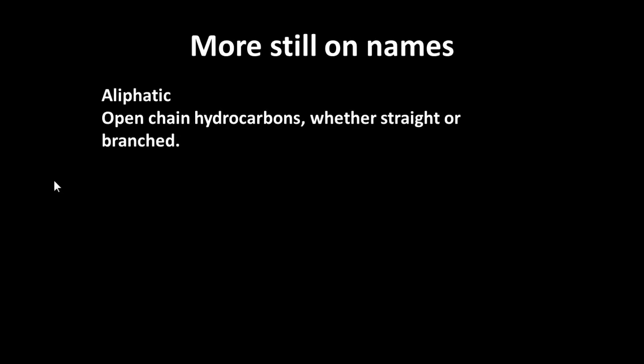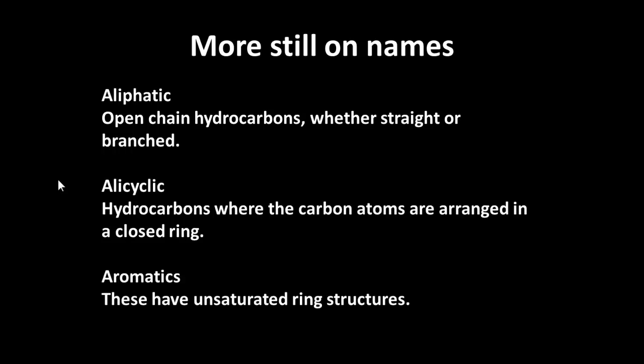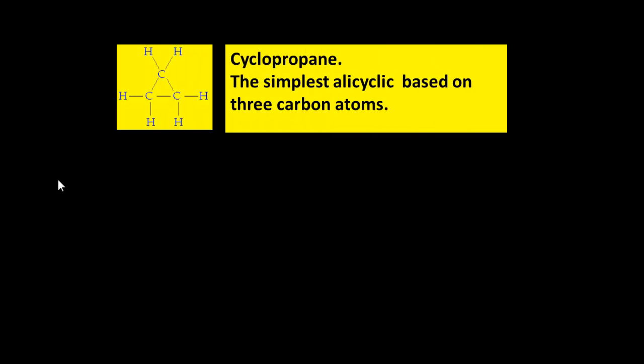There are some general names which aren't related to IUPAC, which you might have come across. Aliphatic compounds are simply open chain hydrocarbons, and it doesn't matter whether they're straight or branched. Any carbon atoms arranged in a closed ring form alicyclic compounds, and if they are unsaturated ring structures, they are often referred to as aromatics. So when we talk about aromatic chemistry, alicyclic chemistry and aliphatic chemistry in organics, that's what we mean.